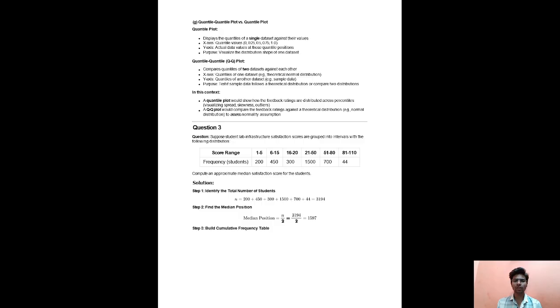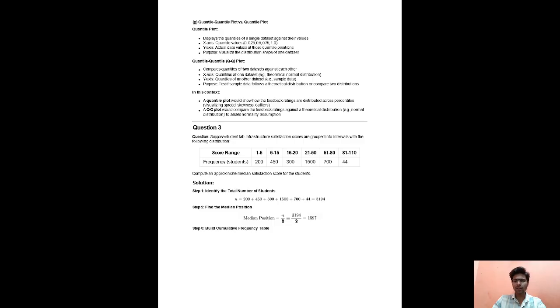Let's move on to the next question. Question number 3. Suppose student lab infrastructure satisfaction scores are grouped into intervals with the following distribution. You can see the table here. Compute an approximate median satisfaction score for the students. Solution: first identify the total number of students by adding all the values in n. Find the median position, which equals n/2.